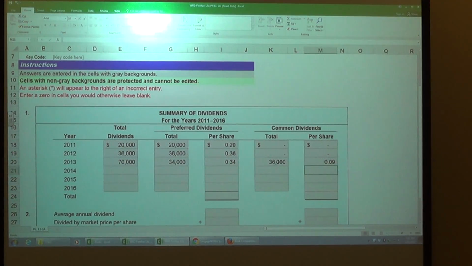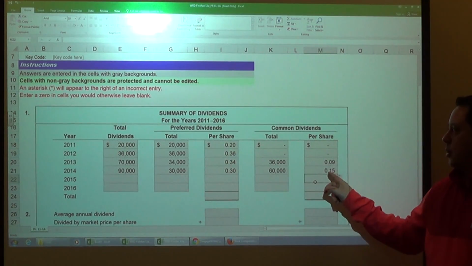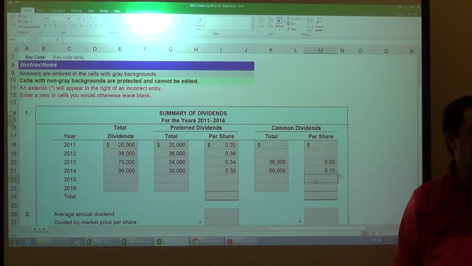So let's take a look and do the last 3 years. So the next year we have 90,000. They get their normal 30,000. We know they're supposed to get 30 cents. The rest of the 60,000 here, and that's 15 cents. All I do is copy the formula down. So 15 cents per share. So if I own 5 shares, I get 75 cents.